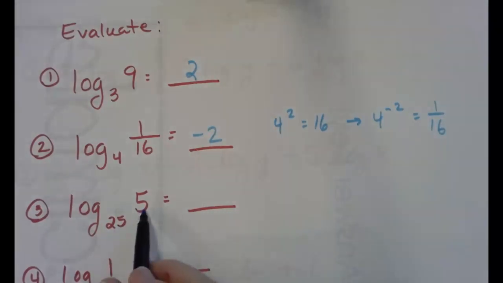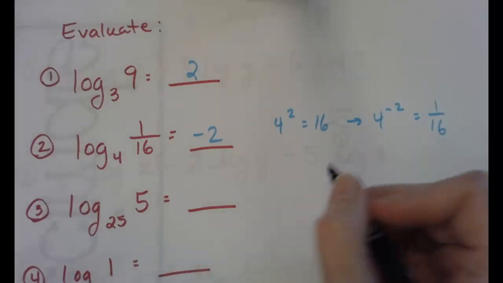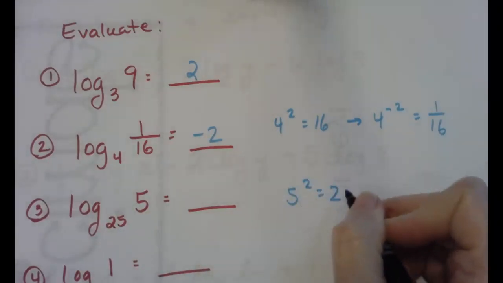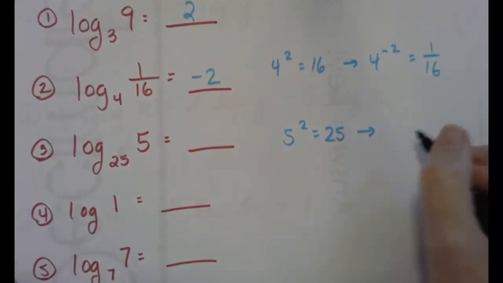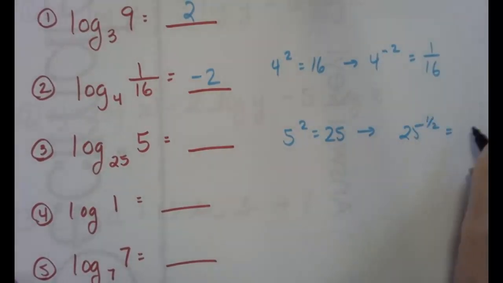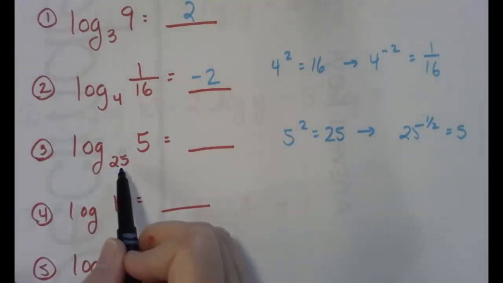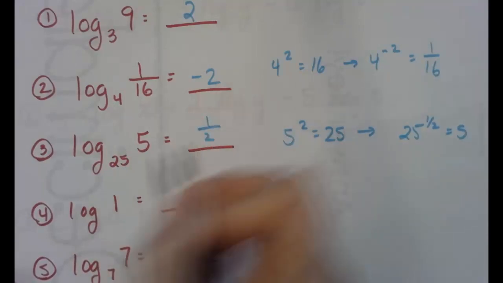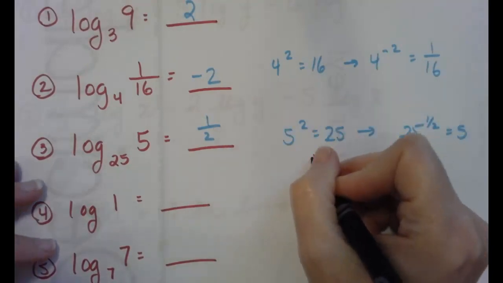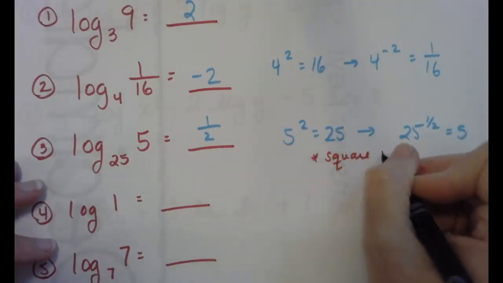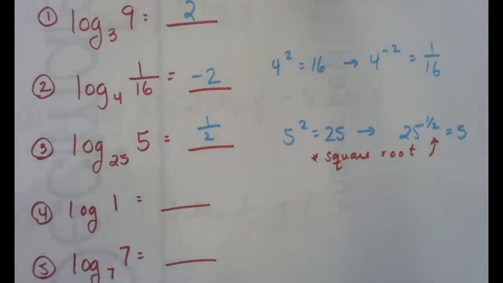5 to what power? Oh, other way around. 25 to what power is 5? Well, if 5 to the second power is 25, and if we're not trying to get bigger, we're trying to get smaller, it must be a fractional exponent, which is the same thing as a square root. So 25 to the 1/2 is 5. Therefore, 25 to what power is 5? The 1/2 power. Once again, I'll remind you, the 1/2 power is the same thing as the square root.